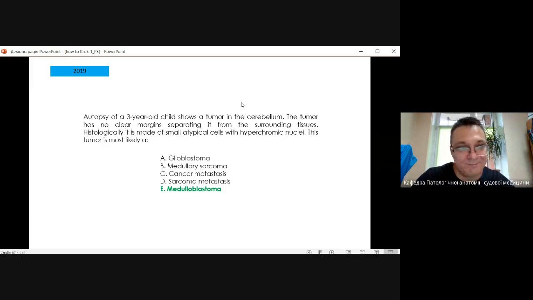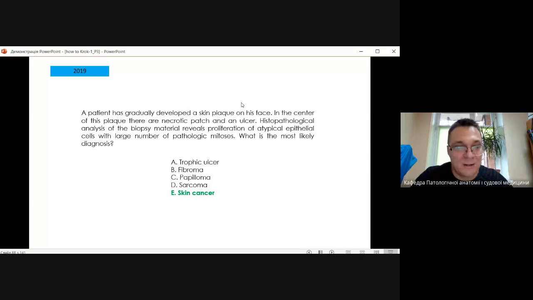You must do that. Autopsy of a 3-year-old child. 3-year-old child, that's a keyword. The cerebellum, another keyword. The tumor without clear margins, that's a malignant tumor. And what is the conclusion? For sure, medulloblastoma.